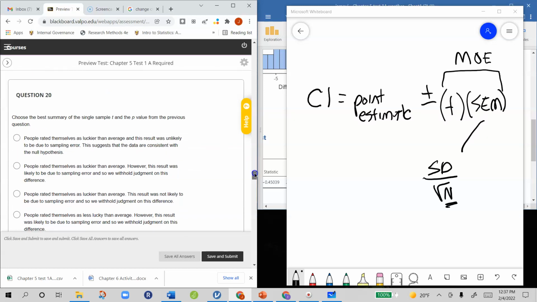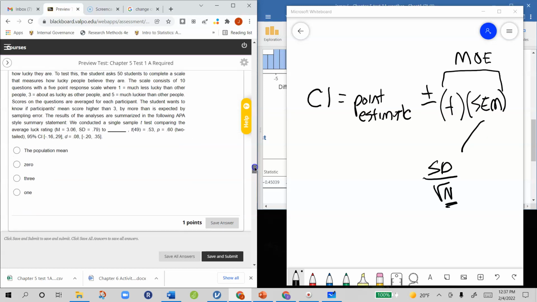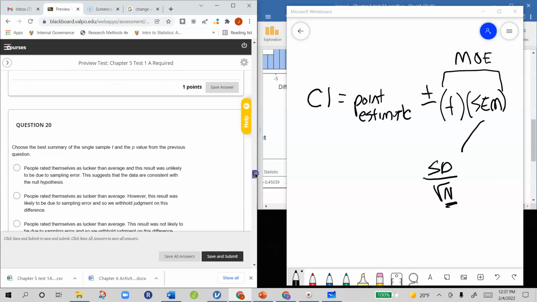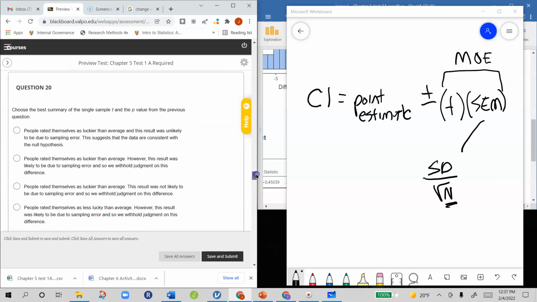All right. Now we're asking you to choose the best summary of these data. So let's go back and look at what we have here. We can see that our p-value is 0.6, two-tailed, which suggests that this difference we're observing between 3.06 and 3 is probably just due to sampling error. The d is 0.08. That d of 0.08 tells us that it's a very small, negligible effect that we're looking at. So the observed difference we have is probably just due to sampling error, and it was also a small effect.